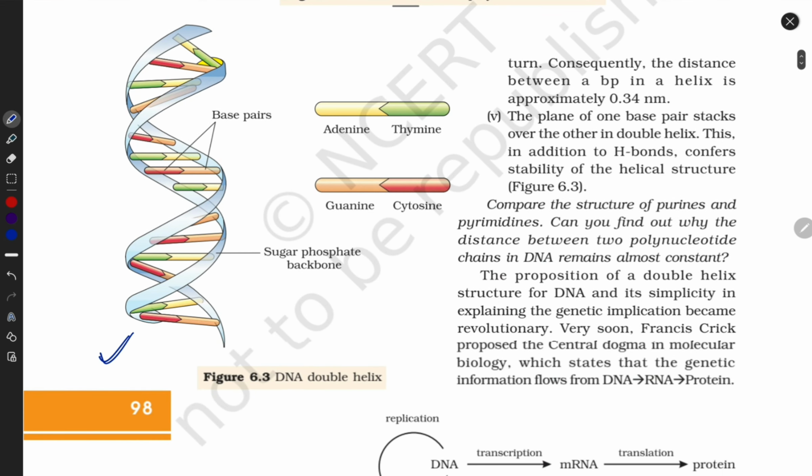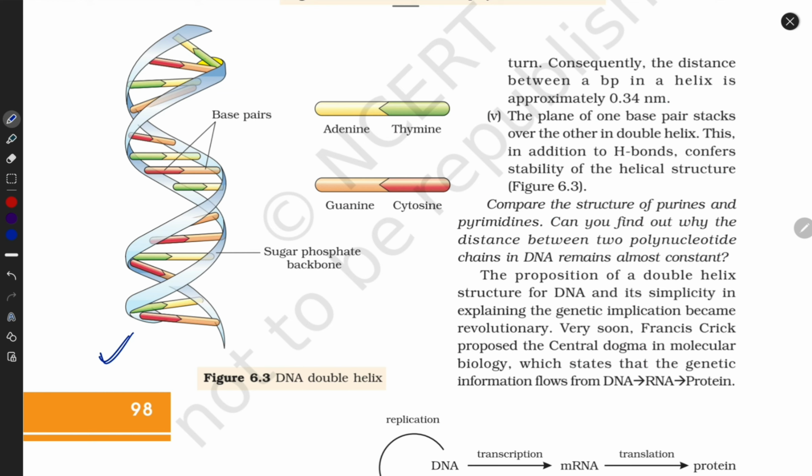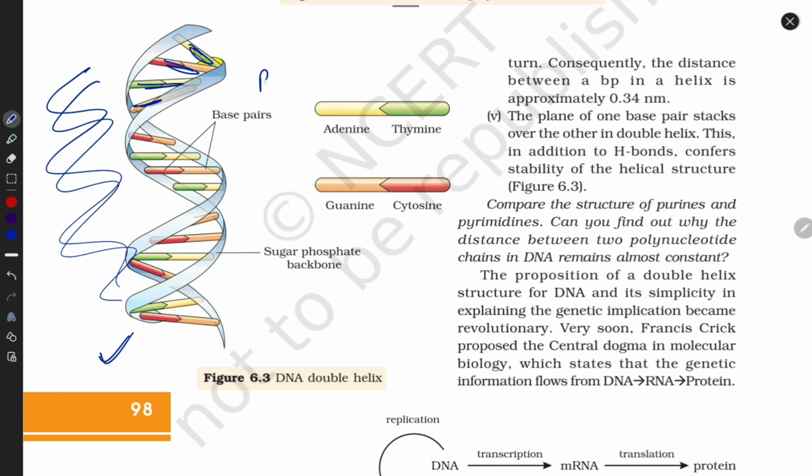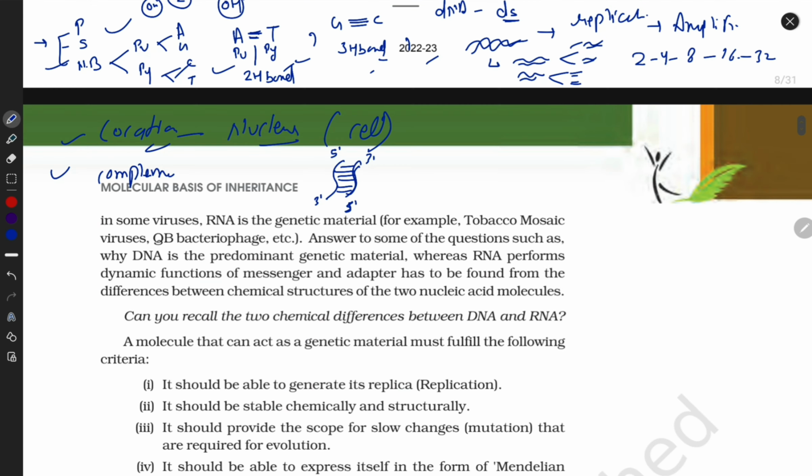Look here. This is the simple diagrammatic form of DNA. Double helical structure. And here is the nitrogen base, and phosphate plus sugar make the backbone. This is the backbone. Clear?